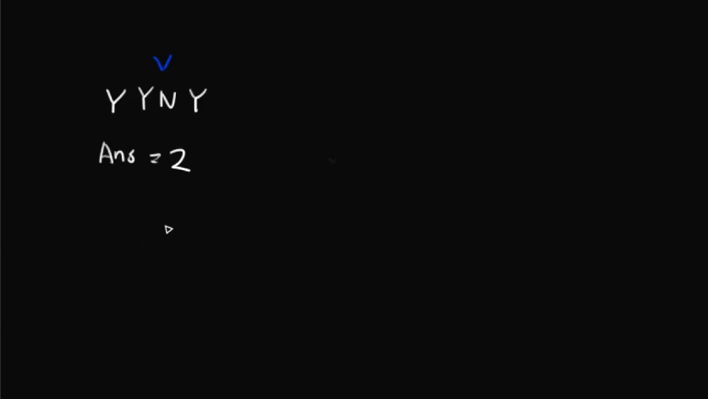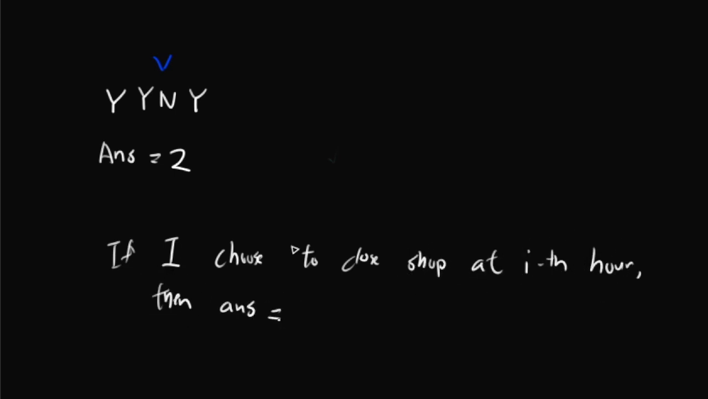So one easy way to think of a solution is to just do brute force. For example, let's say I want to choose to close the shop at the ith hour, then what is the answer? For example, in here, basically, I need to know how many Y are there from here all the way to the end. It's not i plus 1, it's from i all the way to the end, because if we're closing at the ith hour, then every Y starting from i is going to have a penalty. So this is the Y count from i all the way to the end.